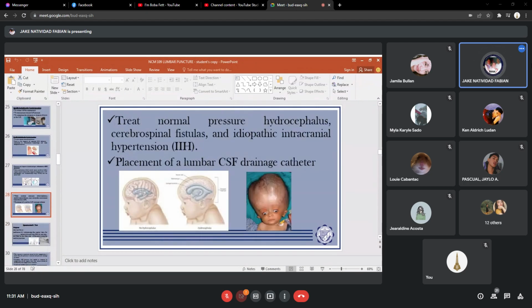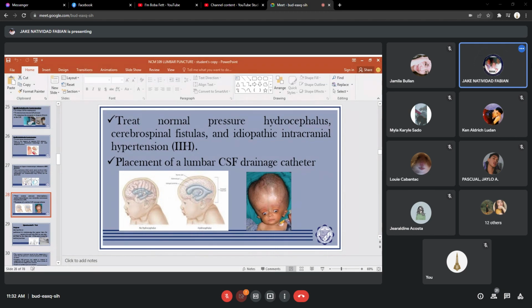Another reason as to why we perform lumbar puncture is to treat normal pressure hydrocephalus. So when you say hydrocephalus, sobra-sobra yung CSF niya, may fluid sa kanyang brain, masyadong malaki yung kanyang ulo. Ayan po, may picture ng bata diyan na merong hydrocephalus. So pwede tayong mag-lumbar puncture para mabawasan ang excess fluid dyan sa ating brain.